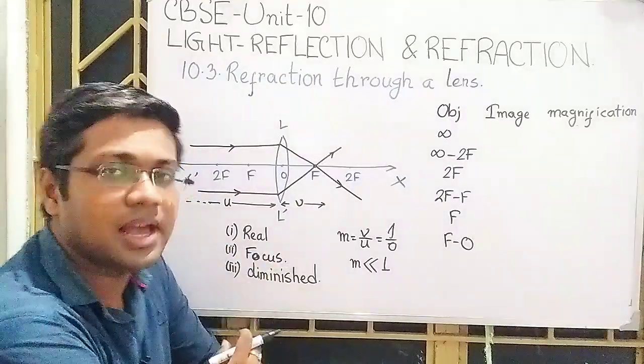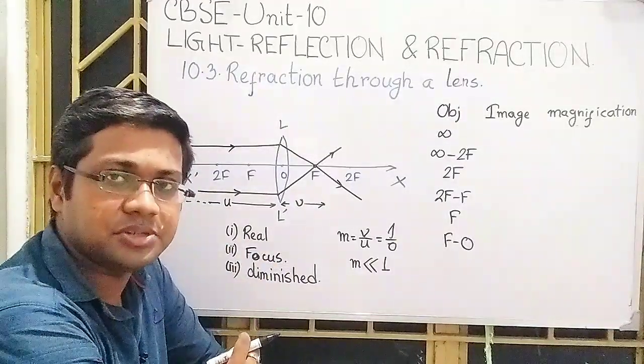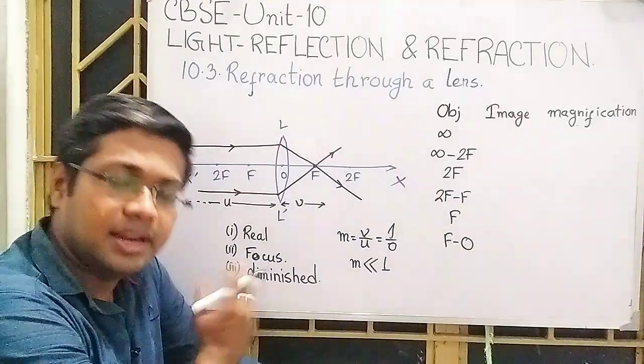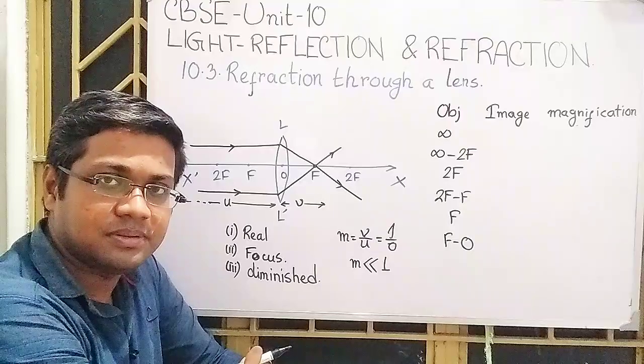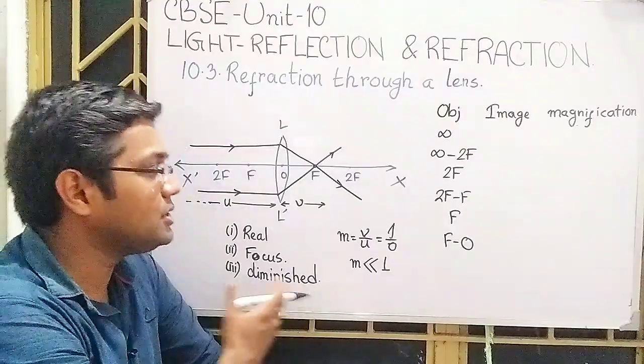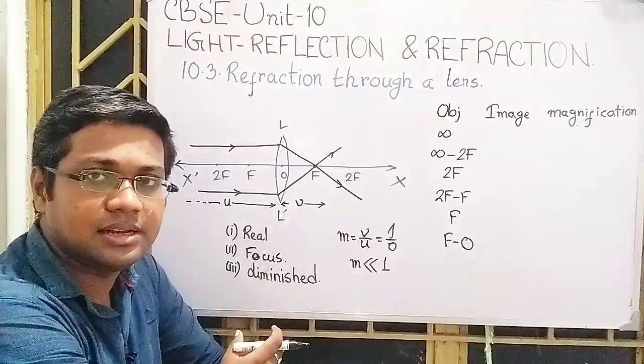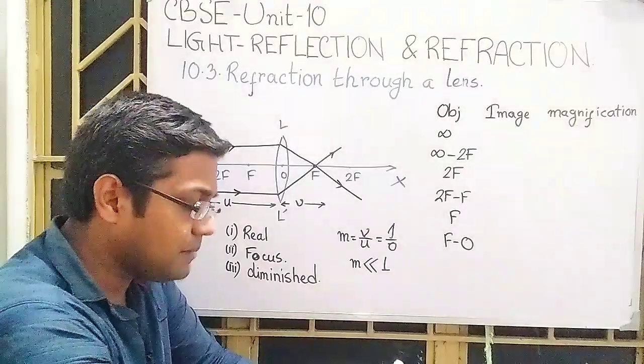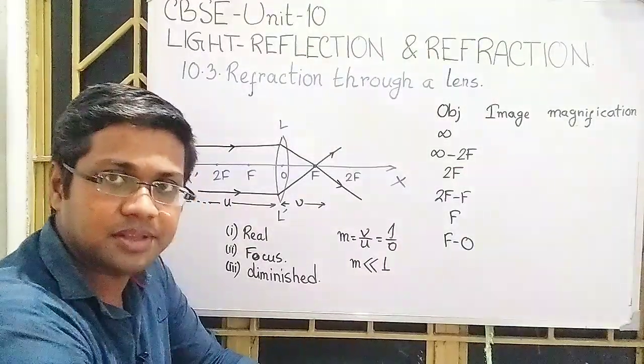But from here we cannot determine another nature of the image, that is, whether it is erect or inverted. For that we have to consider the oblique incidence of the parallel beam of rays. For that purpose, we have to draw another image.